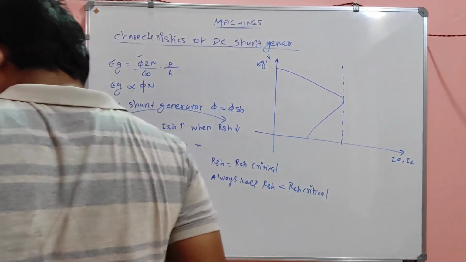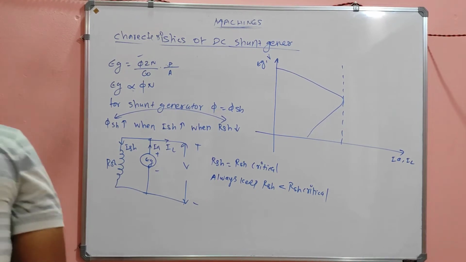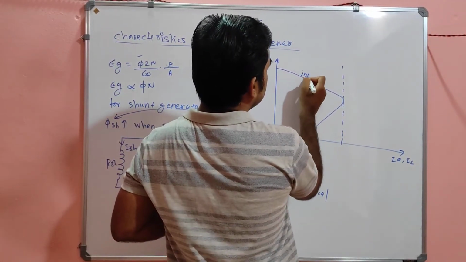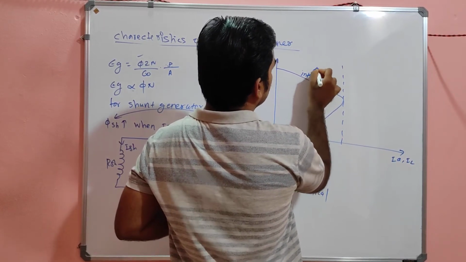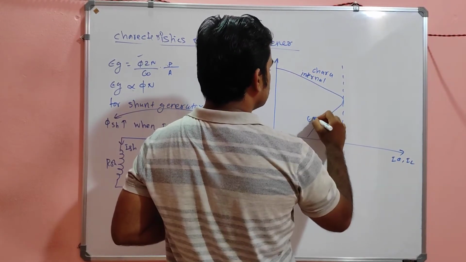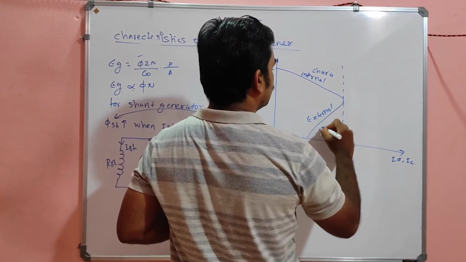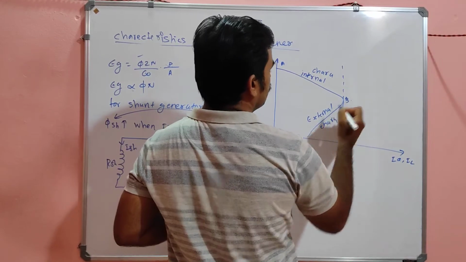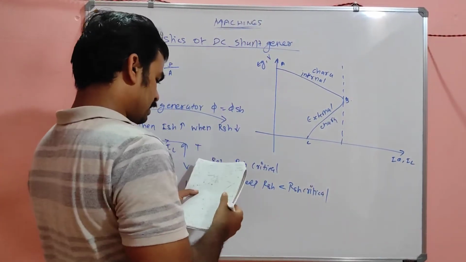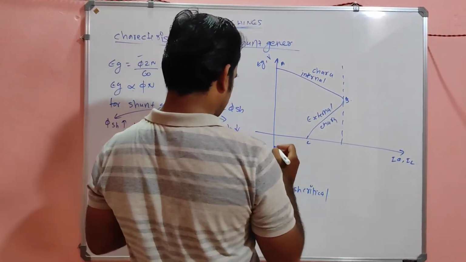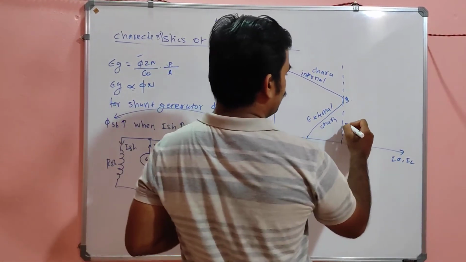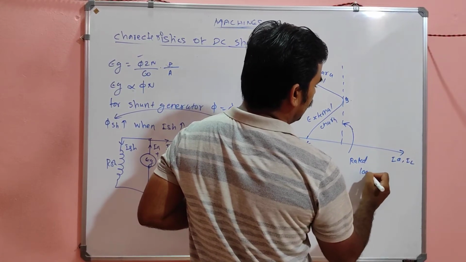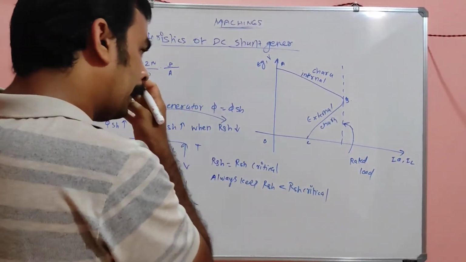So this is the graph of what? Shunt generator. This is its internal characteristic, and this is its external characteristic. First, this is A, this is B, and this is C. These values are nothing but the rated load.